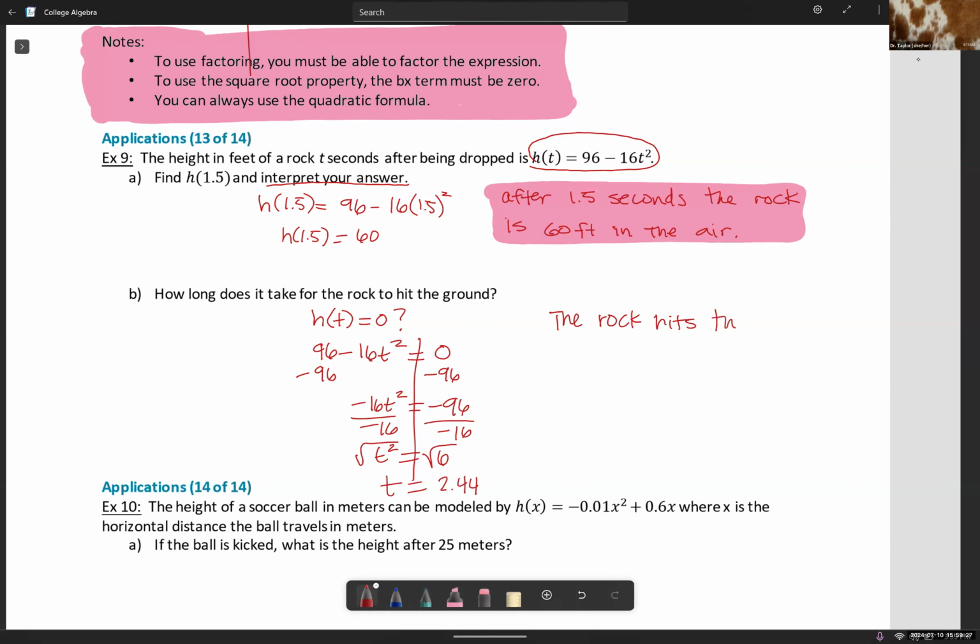That means the rock hits the ground after 2.44 seconds. Now notice that the answer is really plus or minus 2.44. But negative 2.44 seconds means nothing. So we're only interested in the positive. Because what would it mean for it to be negative 2.44 seconds? Like that doesn't exist. You can't go back in time.